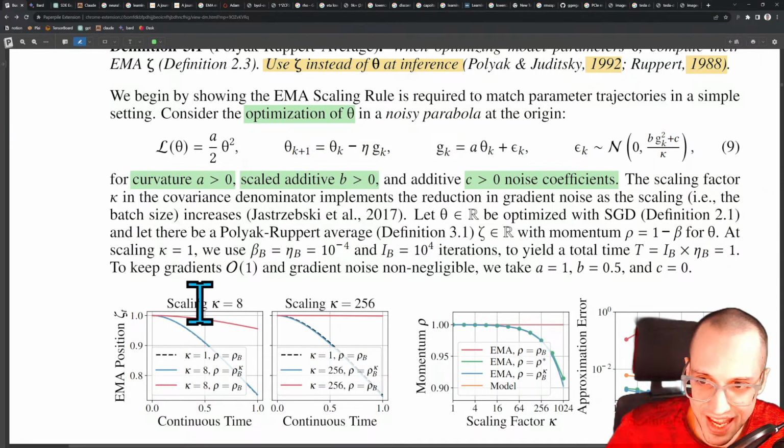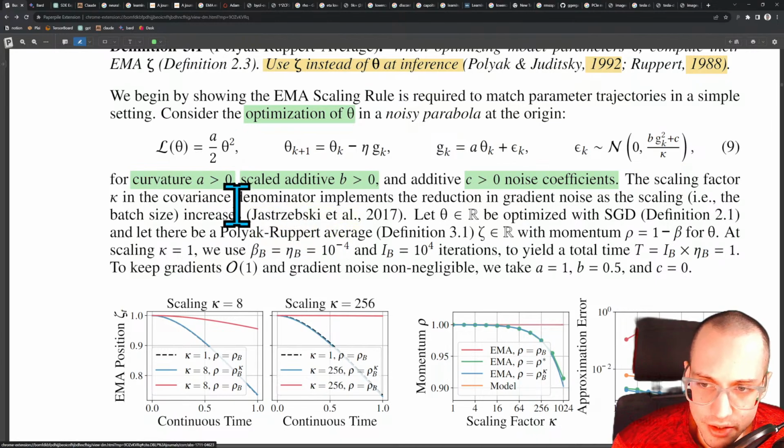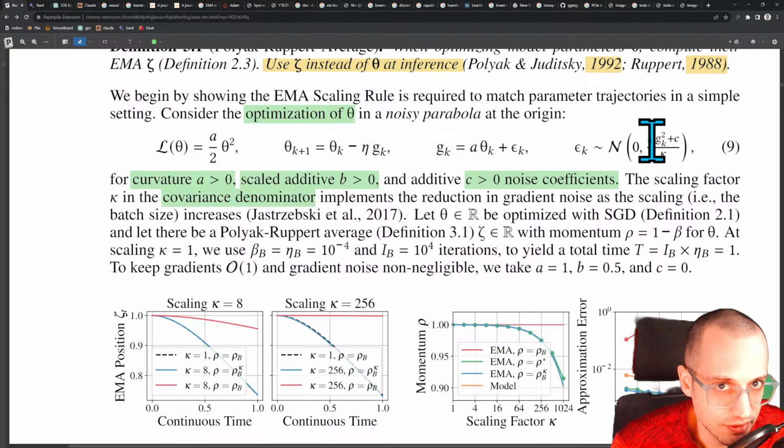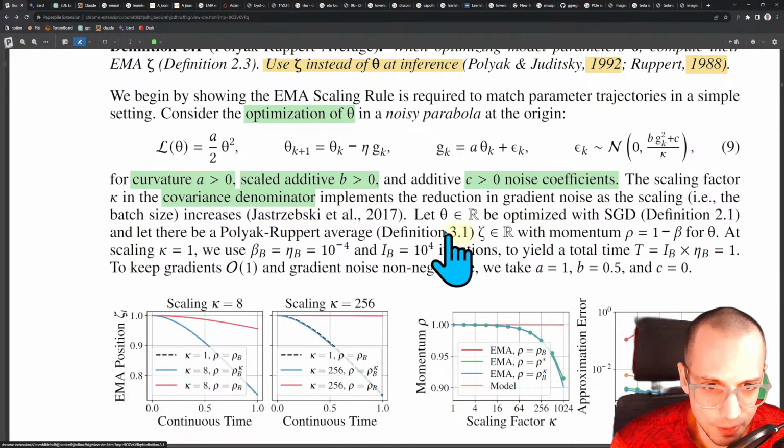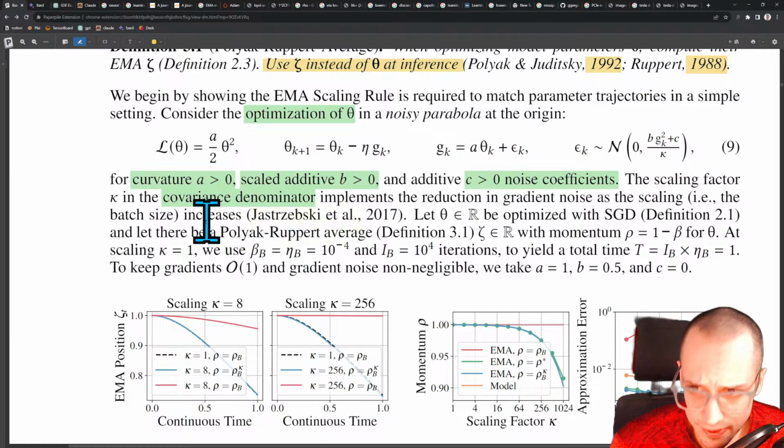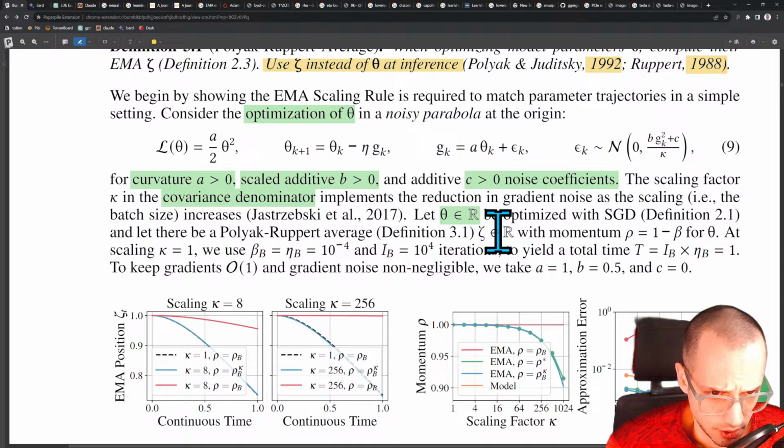The scaling factor k in the covariance denominator. So this is the variance, or the covariance, and then here you have k in the denominator of that. It implements the reduction in gradient noise as the scaling increases. Let theta in R, so the model weights are in the set of all real numbers, be optimized with SGD, stochastic gradient descent, and let there be a Polyak-Ruppert average, eta, also in R. Okay, so you have your EMA also in R, with momentum rho equals 1 minus beta for theta.